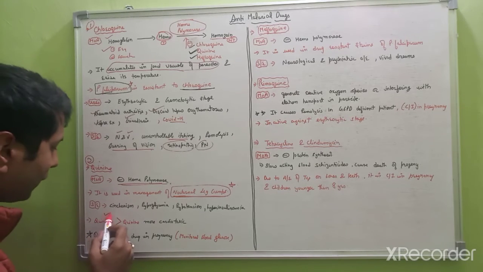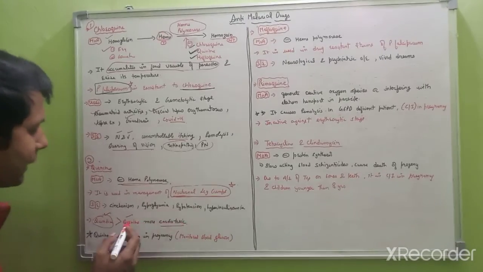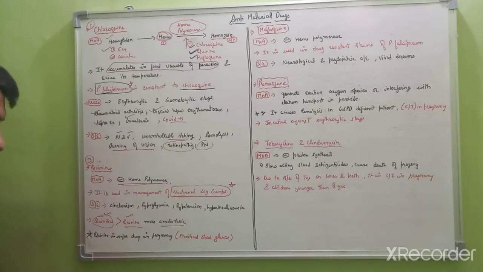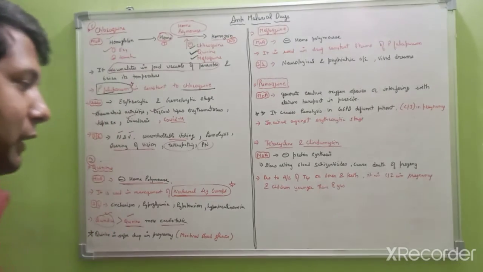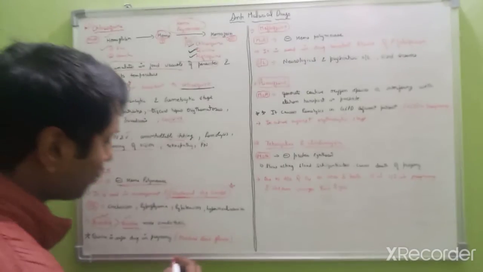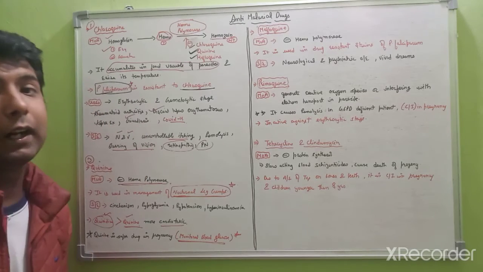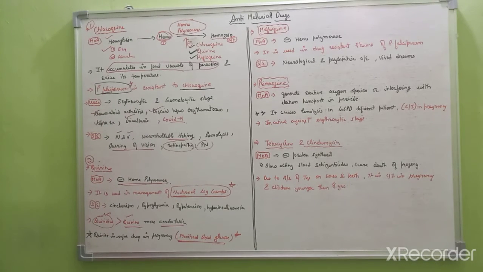Remember, we have quinidine and quinine. Quinidine is more cardiotoxic as compared to quinine, and quinine is safer in the first trimester of pregnancy, and it is even used in the first trimester of pregnancy. But one thing, when we give this quinine drug to a pregnant woman, we have to monitor their blood glucose level, because it causes hypoglycemia. So this is a very important point for quinine.